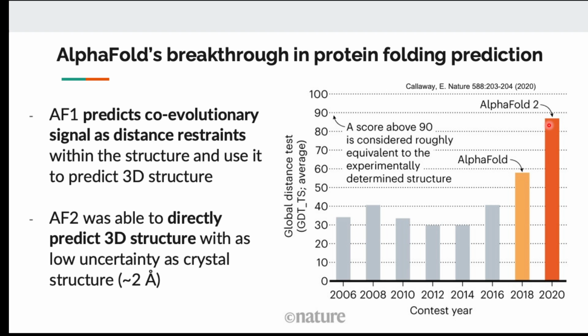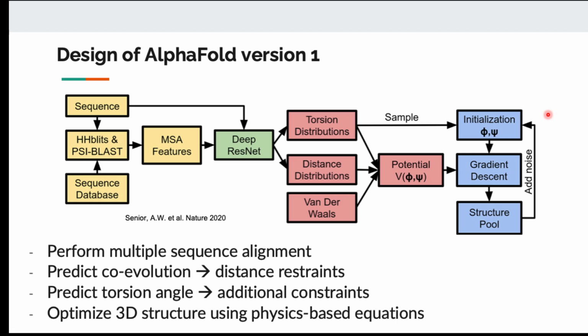So AlphaFold 2, I don't think we can go into the architecture because there are too many things that I haven't taught you yet. But the idea is that in this 2-year gap, the AlphaFold people switched their approach from predicting the distance constraint to predicting the 3D structure directly. So let's see how they arrived at this step. Let's take a deep dive into AlphaFold version 1. I think this is still simple enough for us to understand in the context of bioinformatics.